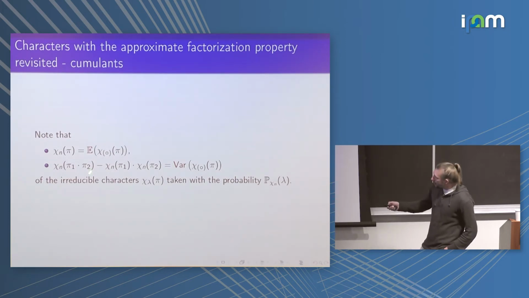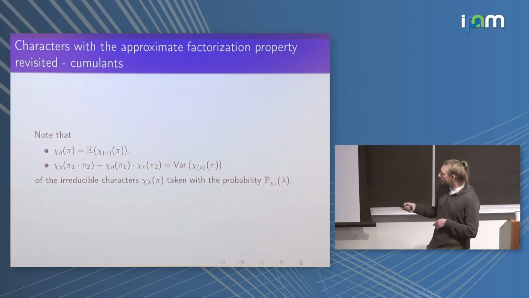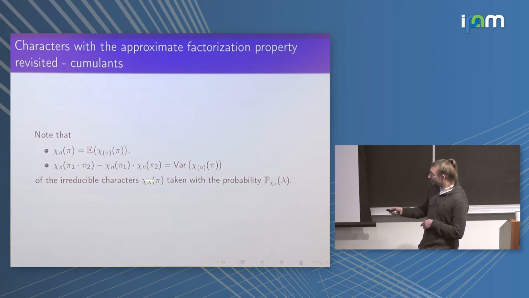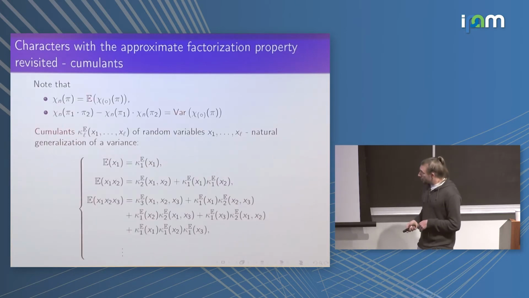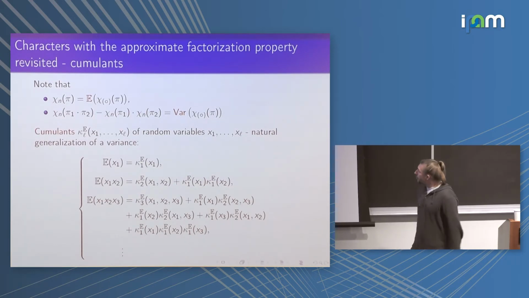So note that Philippe Biane introduced these two conditions, and if you look at these conditions from the point of view of probability, you can see that the first quantity is just an expectation of the reducible characters with respect to this probability measure, which is associated with the character. And this second condition is a variance with respect to this measure. So there exists a notion which generalizes expectation and variance for higher order, and it's called a cumulant.